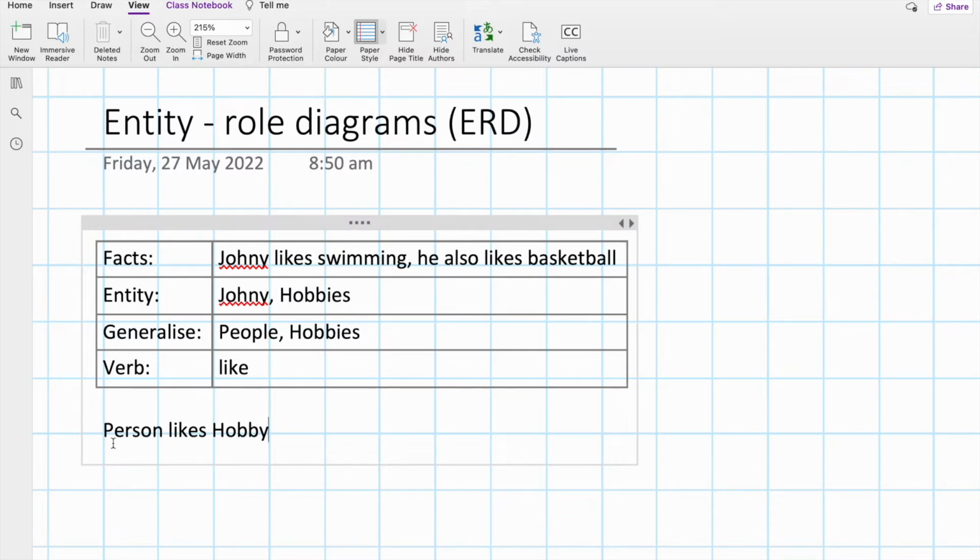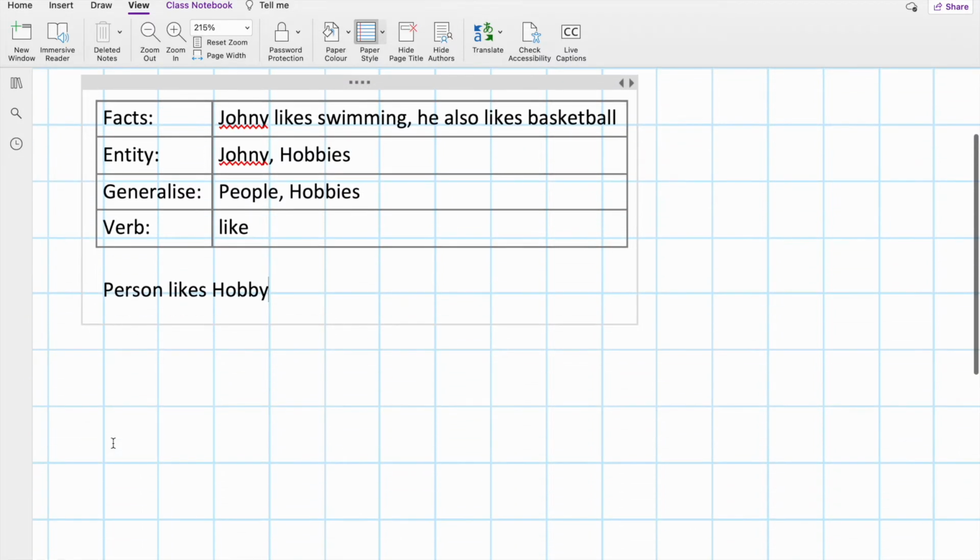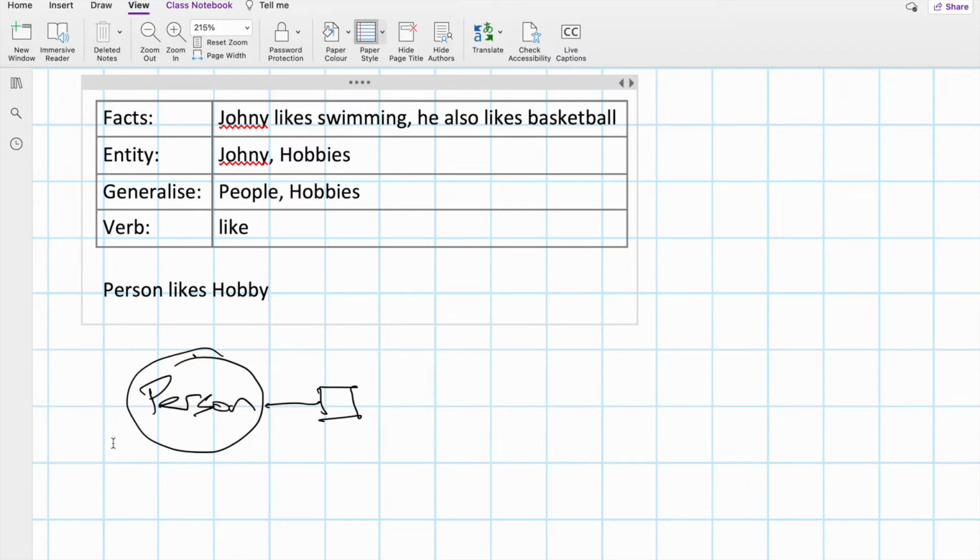Now, when we're drawing entity role diagrams, what we do is we draw a circle for an entity, and we do a little stem off that circle and put a box on it for the role. Now I'm going to write inside that circle person. I can't fit it inside the box, but I'm going to do a little call out like that and go likes.